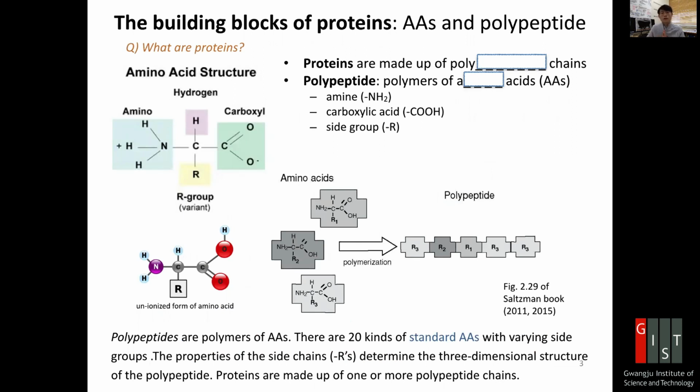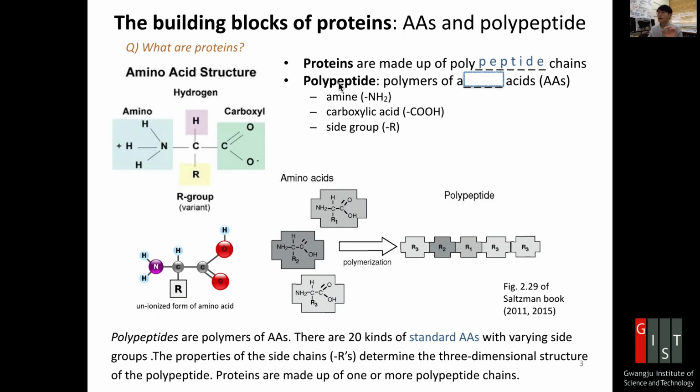Let's start talking about the building blocks of proteins first. So what are proteins? A protein is a macromolecule consisting of one or more long chains of amino acid residues. Proteins are the most abundant molecules, I would say, composing our body. So proteins are made up of polypeptide chains. This polypeptide is a polymer of amino acids.